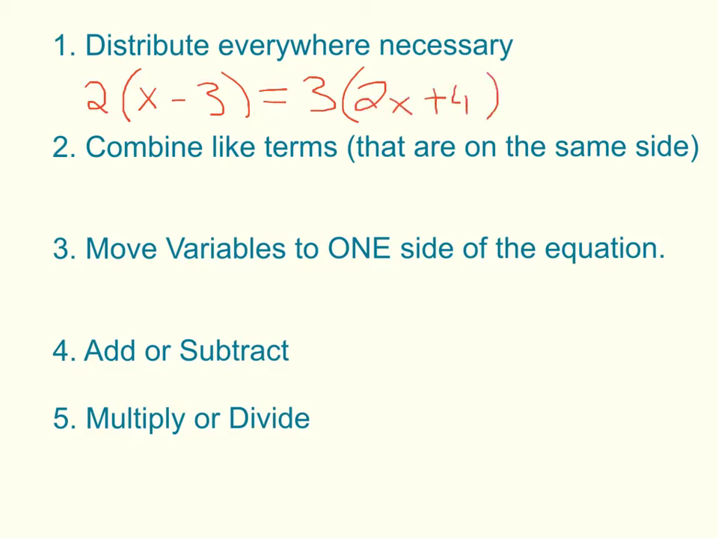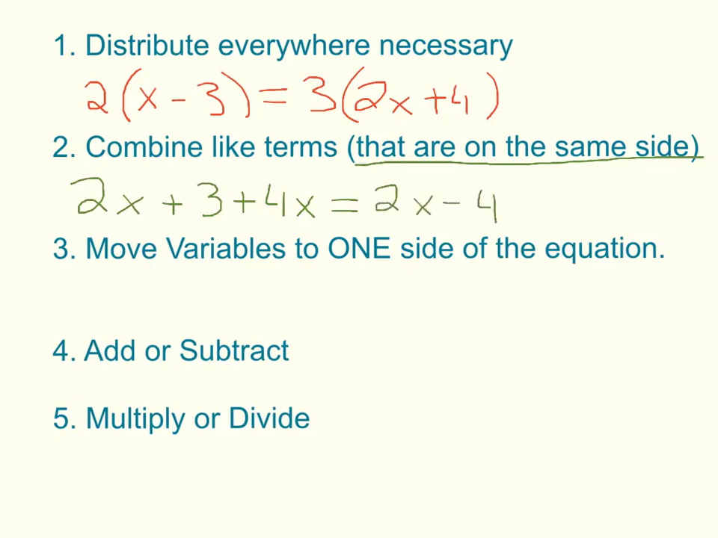And then step number 2, combine like terms, of course, only if they are on the same side. That once again is if you have 2x plus 3 plus 4x, they're on the same side of this equal sign, and then 2x minus 4. So you would only combine the terms that are on the same side of that equal sign.